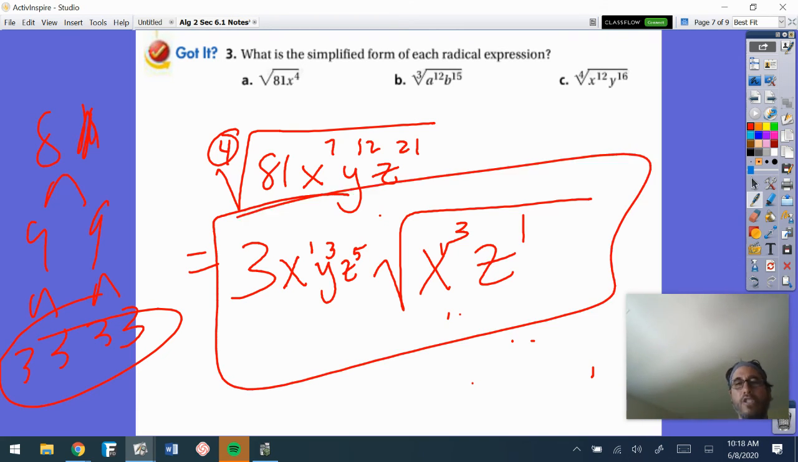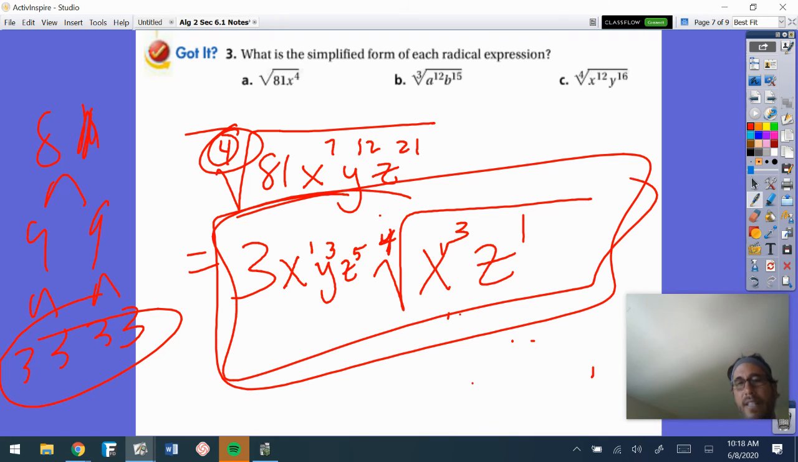Is that my final answer? No! You've got to remember the most important thing, and that is the number that goes in the ditch. What goes in the ditch, everybody? It is a fourth root, so it better be a 4. And then that is your final answer.